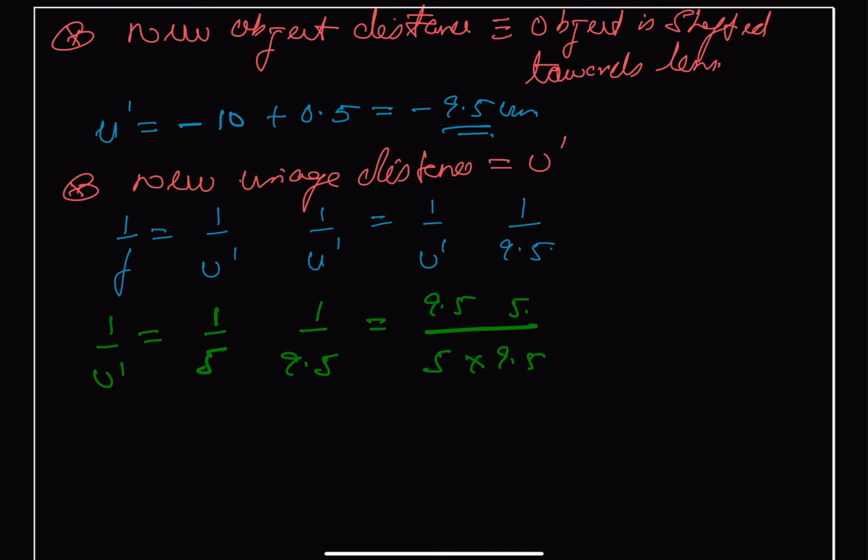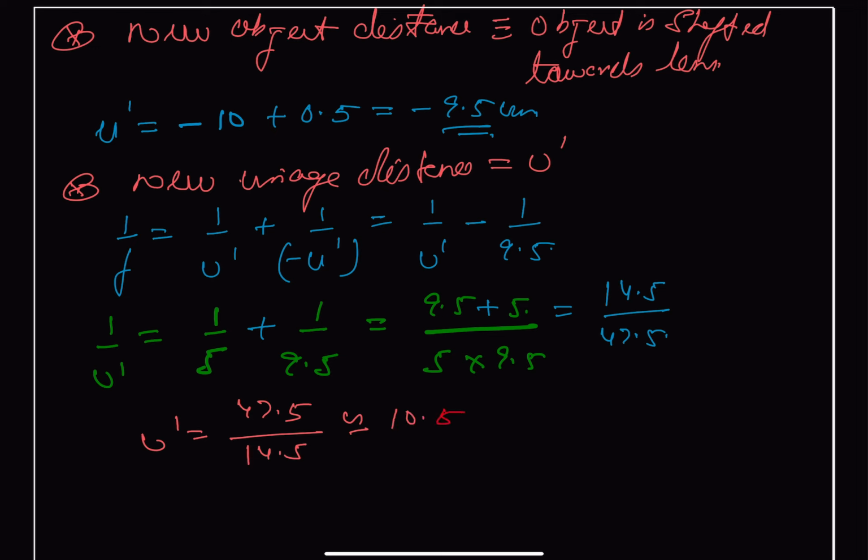So this comes as plus, this is minus, and this comes as minus. So ultimately this will become plus, and this will become plus. Now it will be coming as 14.5 divided by 47.5. So this gives us that our v prime will be 47.5 divided by 14.5, approximately equal to 10.55 centimeters. Okay.